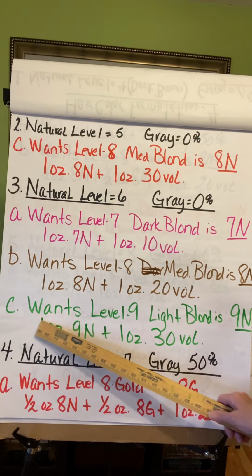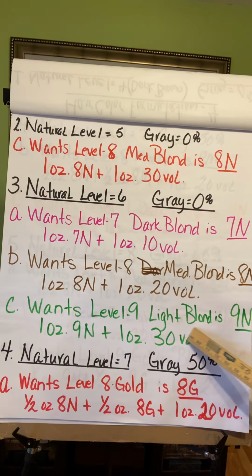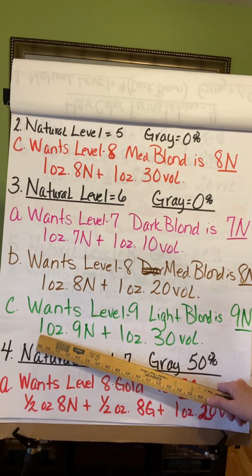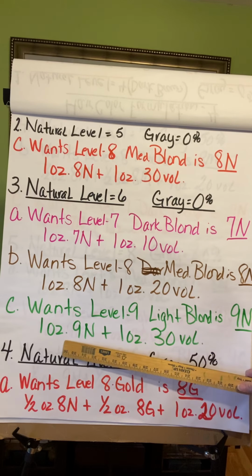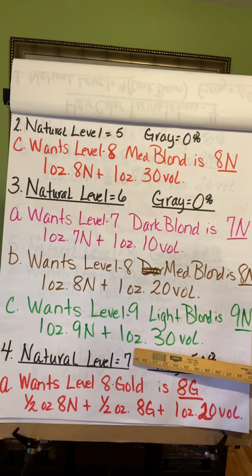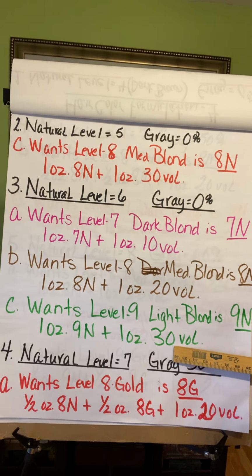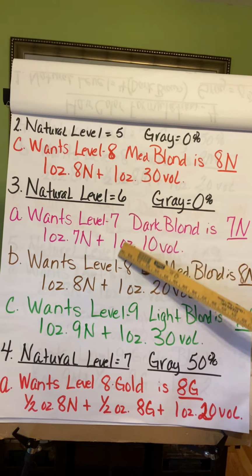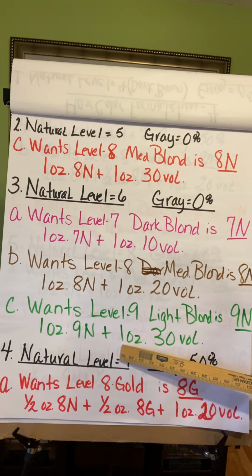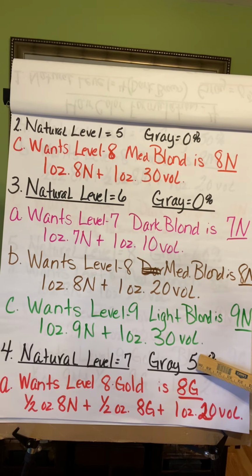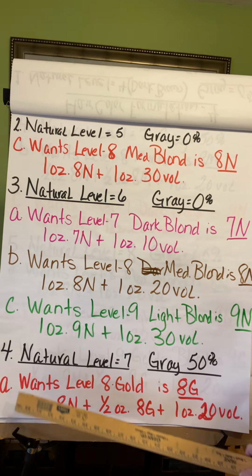Okay, C, she wants to be a level 9, which is light blonde. It's written as 9N. So her formula is going to be 1 ounce of 9N because that's the level she wants. You have to put it in the level she wants, plus 1 ounce of 30 volume developer. 30 volume developer because you're lifting from a level 6, you're going all the way up to a level 9, which is 3 steps. You got to lift 3 levels. So it's 1 ounce of 9N plus 1 ounce of 30 volume developer. Okay, number 4.